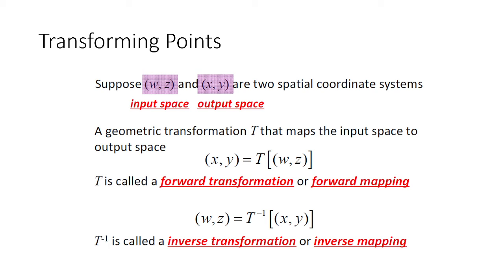So here we take w comma z to be the input space and output space. You have to take two coordinate systems and project the points from one coordinate system to the other. So far we have discussed only two axes, the x axis and the y axis. If you are plotting the points from the x and y axes to the w and z axes, then we call this transformation forward transformation or forward mapping, and the reverse is called the inverse transformation or inverse mapping.